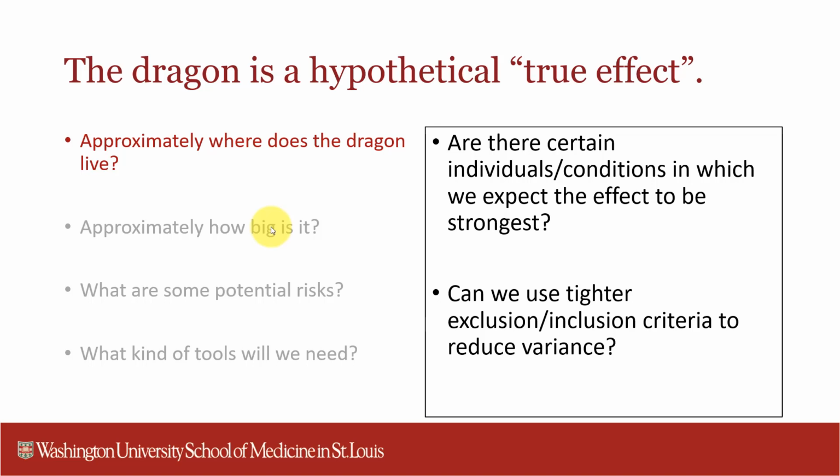So when we think about, approximately where does the dragon live? In more realistic terms, that could be mapped onto questions like, are there certain individuals or conditions in which we expect the effect to be strongest? Could we then use tighter inclusion or exclusion criteria to reduce background variance and strengthen the effect? So essentially, we're getting the best ratio of the effect size to the variance.